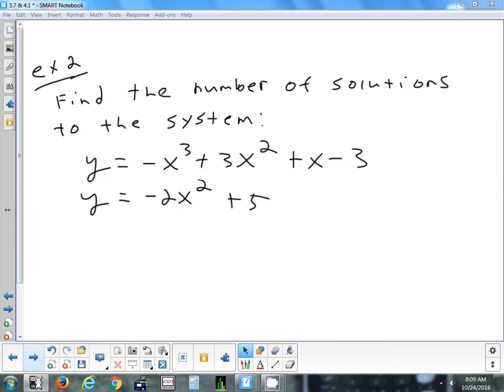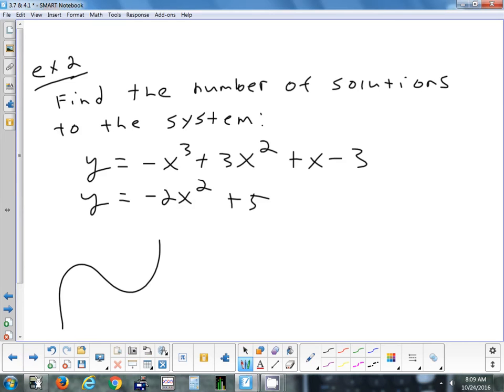All right. How about this one? Is this going to be linear? No. Okay, these are polynomials, but I have a cubic and a parabola, quadratic. So a cubic and a quadratic, they could intersect all kinds of ways. Actually, this cubic, because of the negative in front, is going to look more like that.